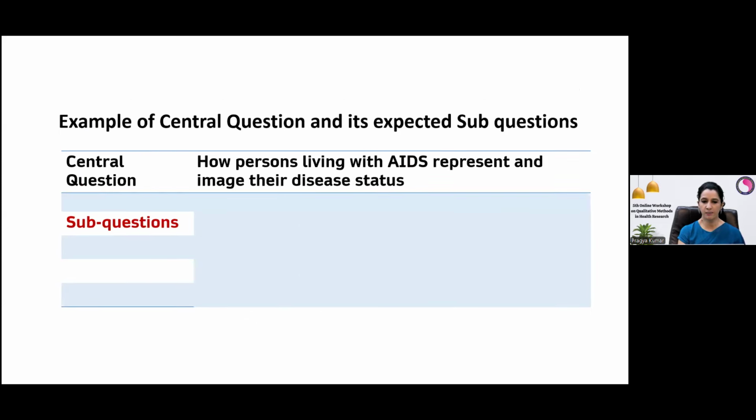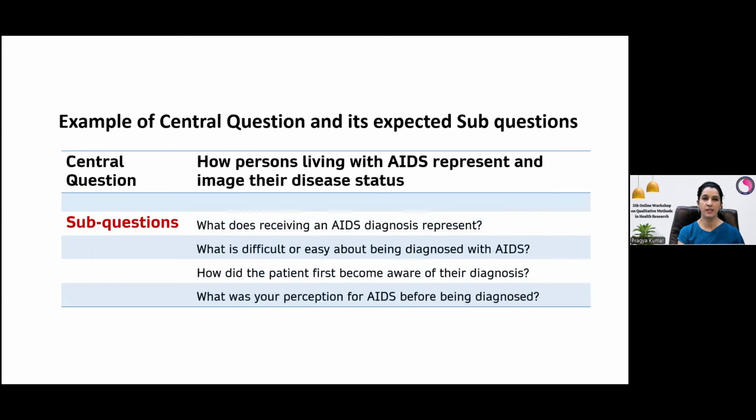So these are all the sub questions. And this is the central question: how persons living with AIDS represent and image their disease status. You can see the sub questions, like what does receiving an AIDS diagnosis present? We have divided it into various components, like what is difficult or easy about being diagnosed with AIDS, or how did the patient first become aware of their diagnosis? What was their perception of AIDS before being diagnosed? And maybe also, how did they cope with that news when they heard that they are suffering from HIV or AIDS?